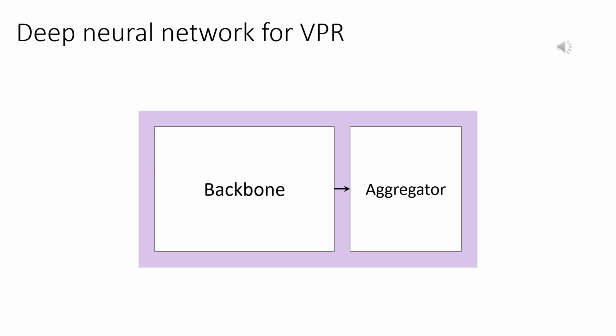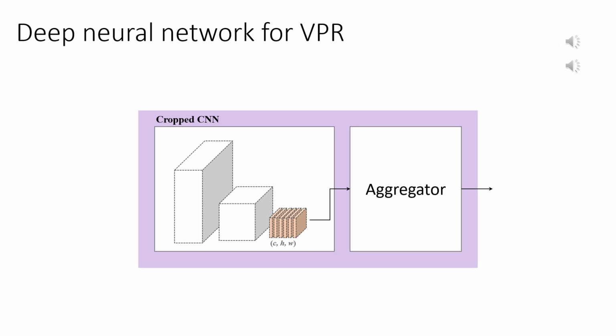Deep networks for visual place recognition are usually composed of a backbone and an aggregation layer. The backbone is most of the time a cropped CNN network. The aggregator takes the CNN outputs and aggregates features into one compact descriptor. An example of an aggregation layer is the average pooling, or the generalized mean pooling, which is most used in image retrieval. And more importantly, NetVLAD, which is the most used technique for place recognition.